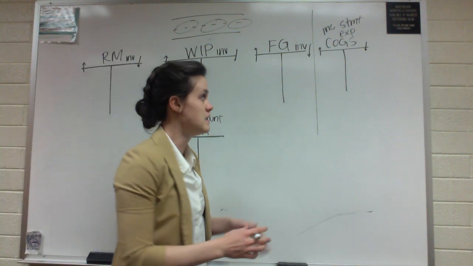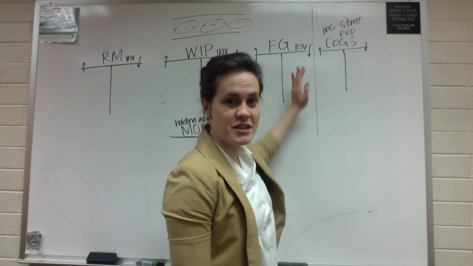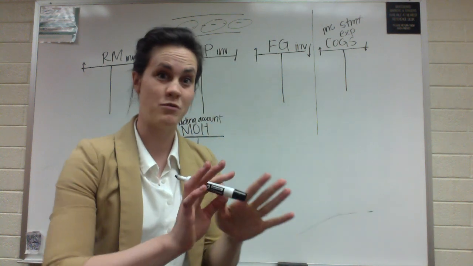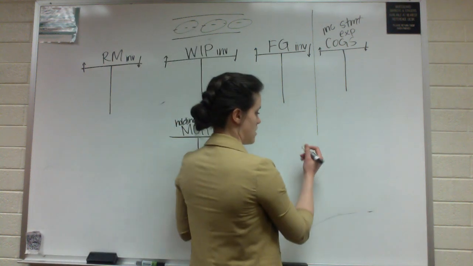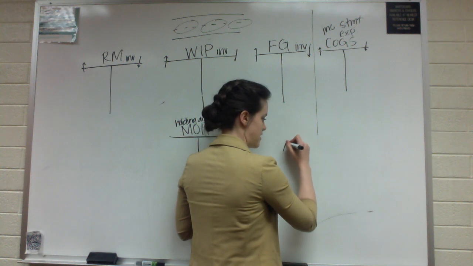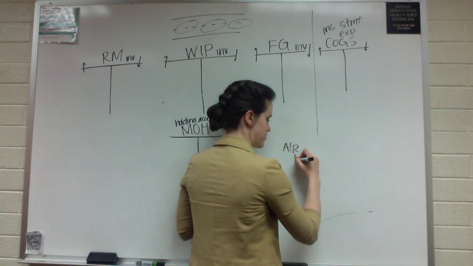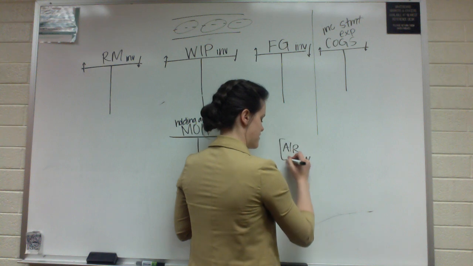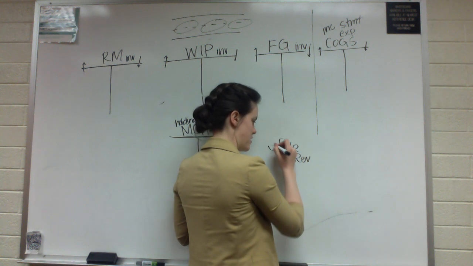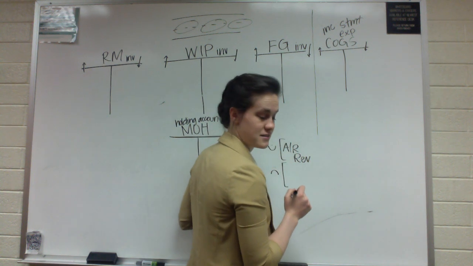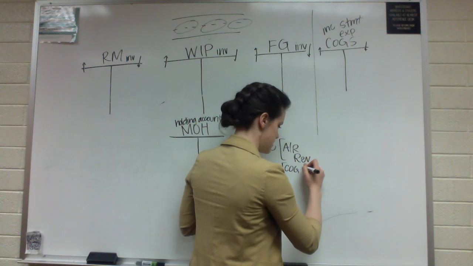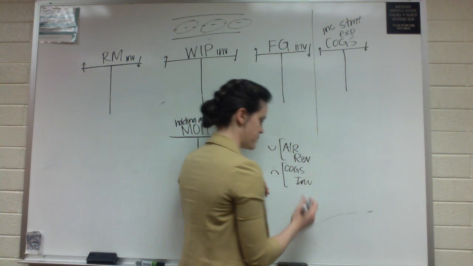Now remember, once we sell these finished goods, you guys know this journal entry. When we sold inventory before, what did we do? Well, let's say we sold it on account. We would debit AR and credit revenue, right? There's 2 journal entries. That's the happy one. The sad journal entry is debit COGS and credit inventory, right?